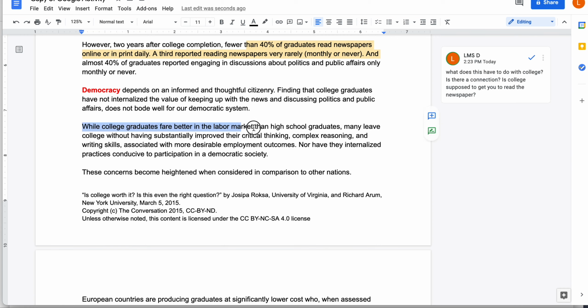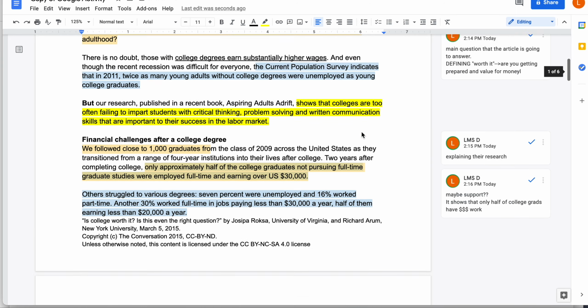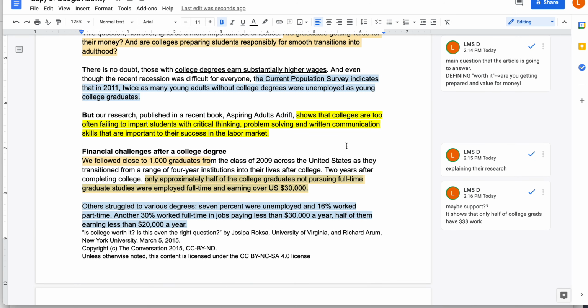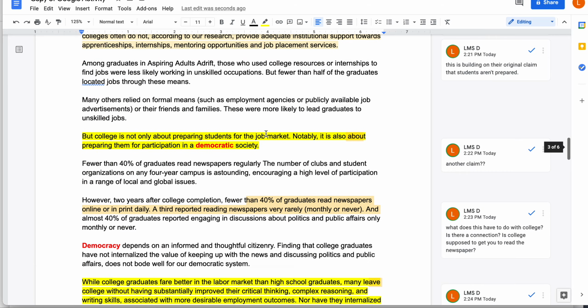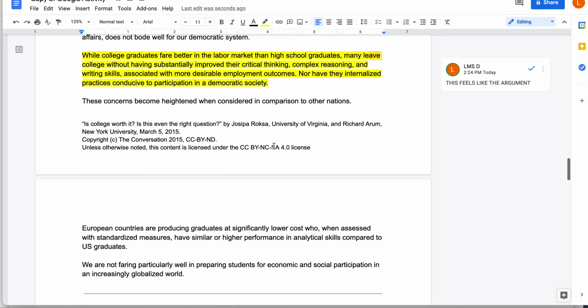So while college graduates fare better in the labor market, many leave college without substantially improving their critical thinking, complex reasoning, and writing skills, nor have they internalized practices conducive to participating in a democratic society. Okay, so this here feels a lot more like a thesis statement to me because it's really bringing together multiple points that we just read about. Whereas the first one that we underlined only talks about the labor market, right? This one is building, and it really talks about the democratic society.